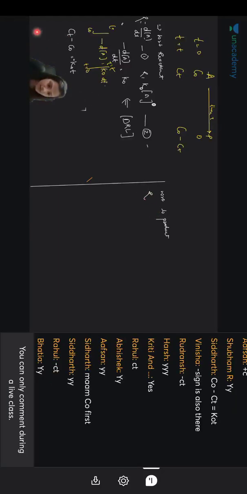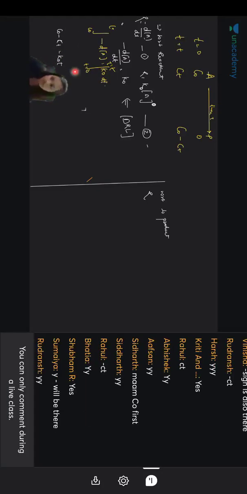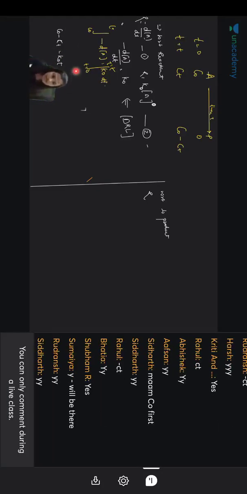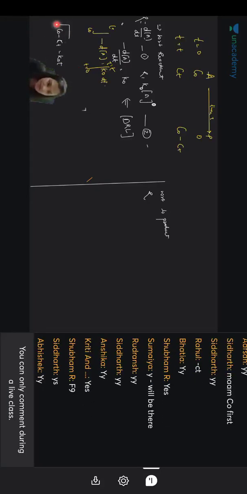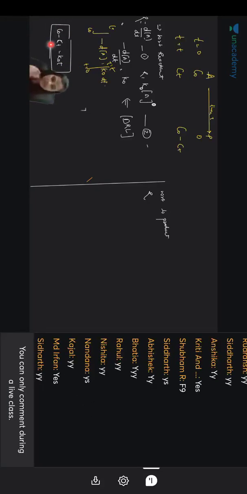Or you can just do the opposite. C naught minus CT is equal to K naught T. आप ऐसे भी लिख सकते हो. You can also write it like this. Now is this fine? I have taken minus common. Everyone is getting this? C naught minus CT is equal to K naught T. Okay. Now do it for the product side.